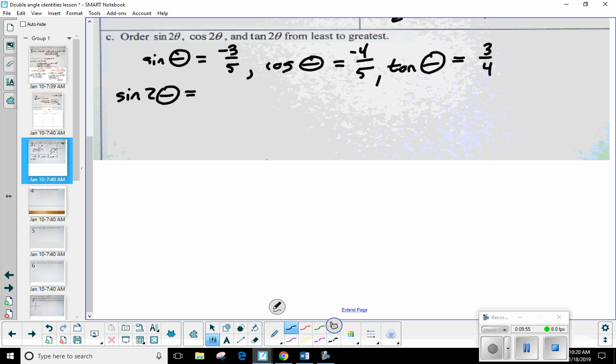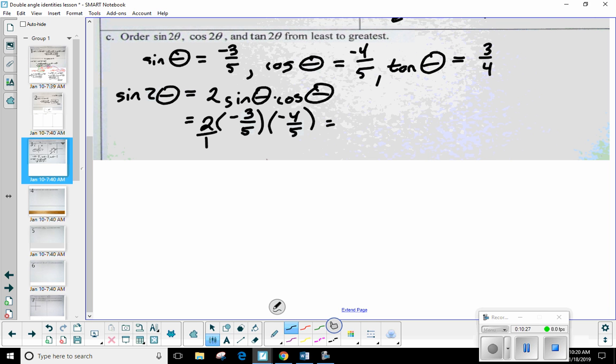Okay, so he says 2 sine theta cosine theta. Now that we know what the formula is, we just plug in the values of the ratios that I need. So we have 2 times, we were given sine of theta as -3/5, cosine of theta -4/5. And we can put 2 over 1, multiplying 3 fractions.